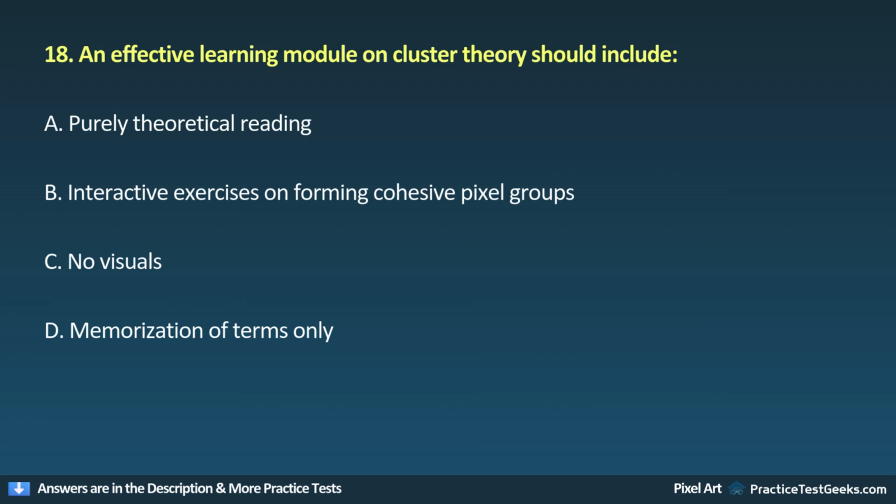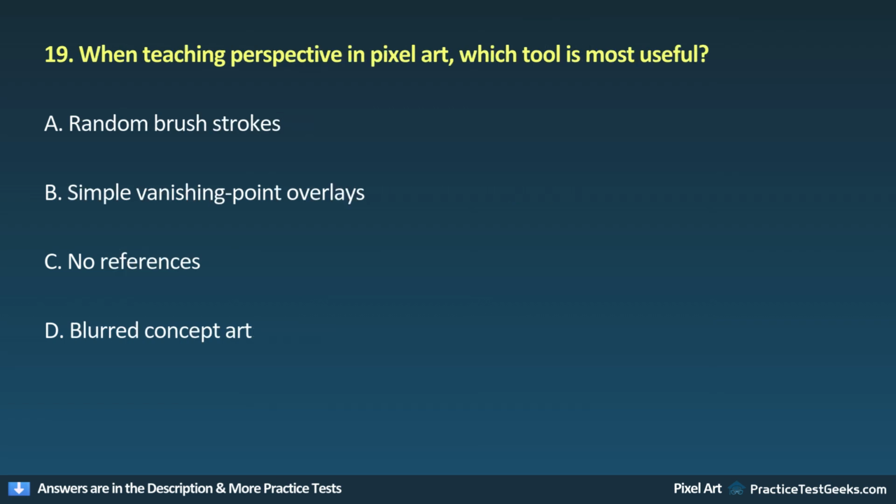18. An effective learning module on cluster theory should include A. Purely theoretical reading. B. Interactive exercises on forming cohesive pixel groups. C. No visuals. D. Memorization of terms only. 19. When teaching perspective in pixel art, which tool is most useful? A. Random brush strokes. B. Simple vanishing point overlays.